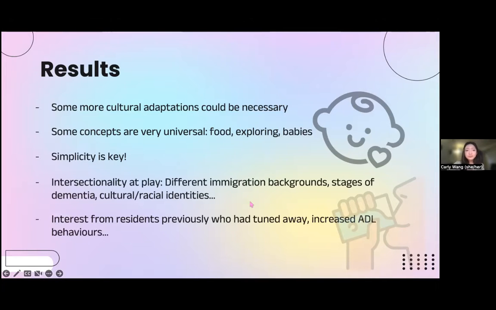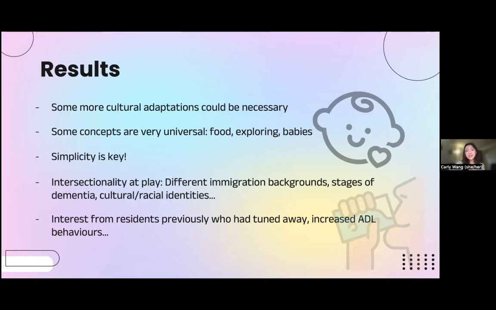But yeah. And intersectionality is something to consider of different immigration backgrounds, cultural, racial identities. Even if you're not an immigrant, still different aspects, different cultural. You can be Canadian and as well a mosaic of different cultures, at different stages of dementia.